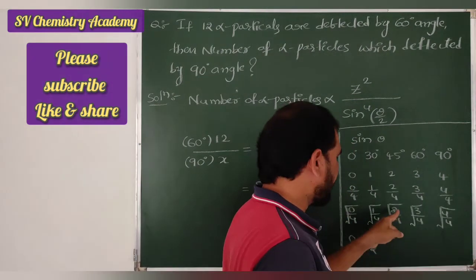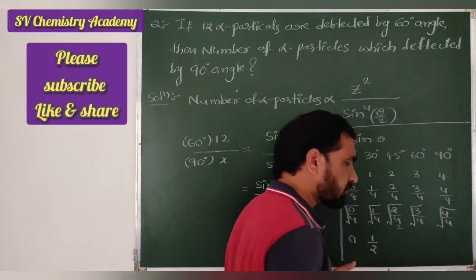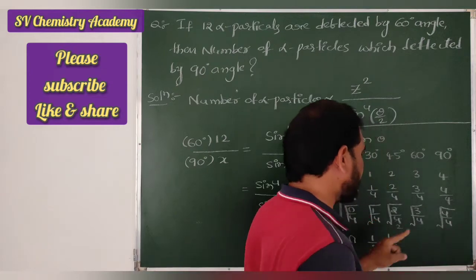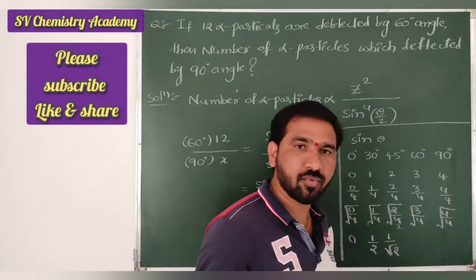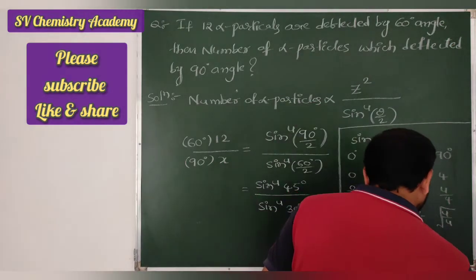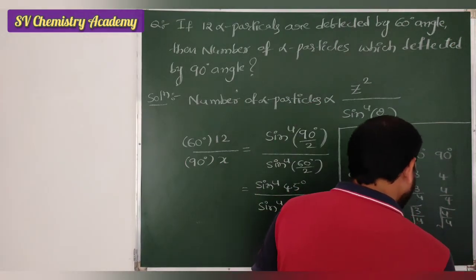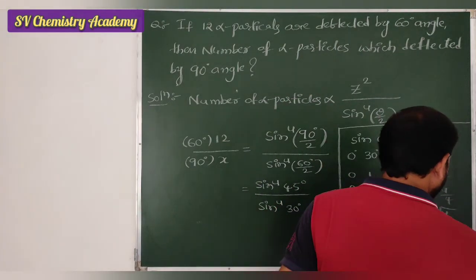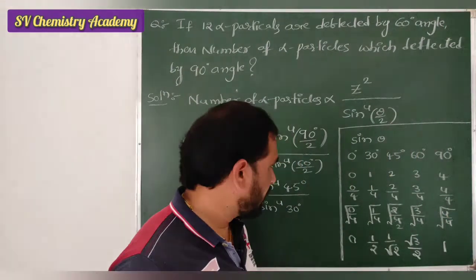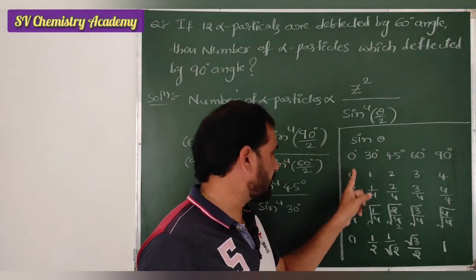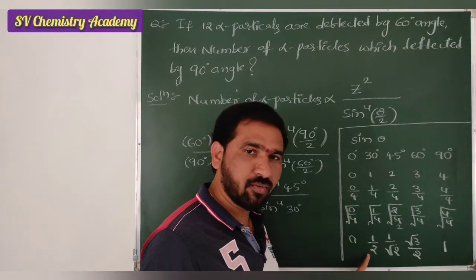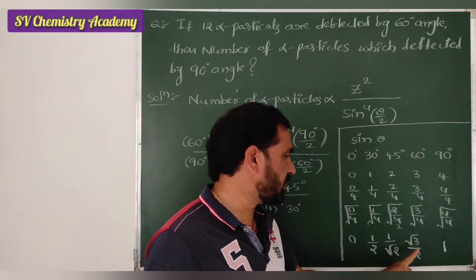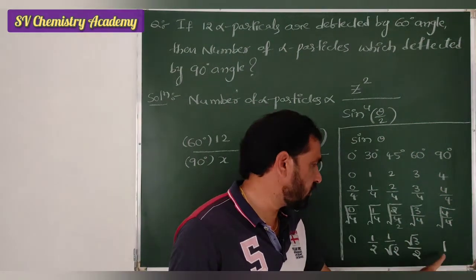Is it clear? Then this is 1 by root 2, and this one, root 4 equals 2, therefore root 3 by 2, the value for 60 degrees. After that 4 by 4 means 1. It means sine 0 equals 0, sine 30 degrees equals 1 by 2, sine 45 degrees equals 1 by root 2, sine 60 degrees equals root 3 by 2, and sine 90 degrees equals 1.